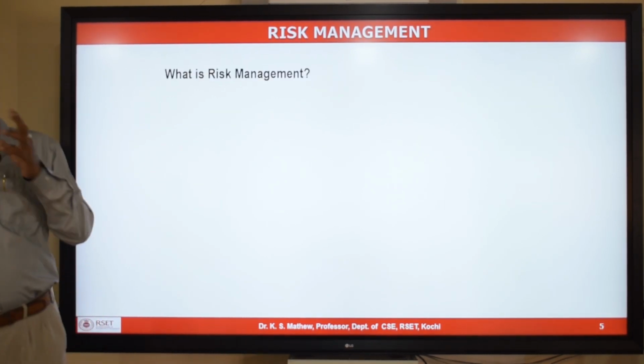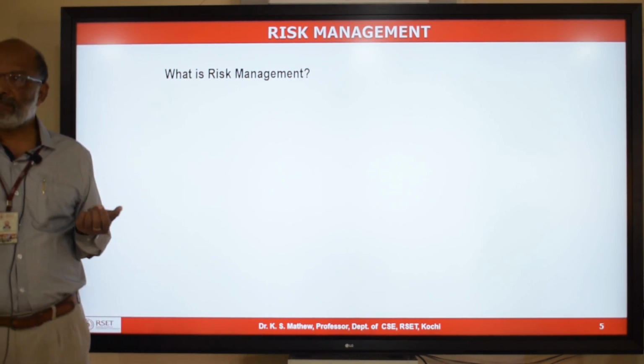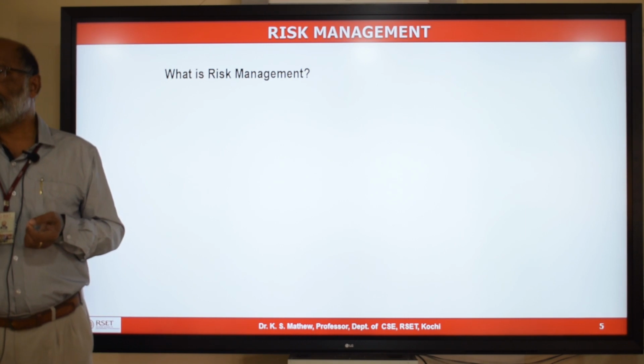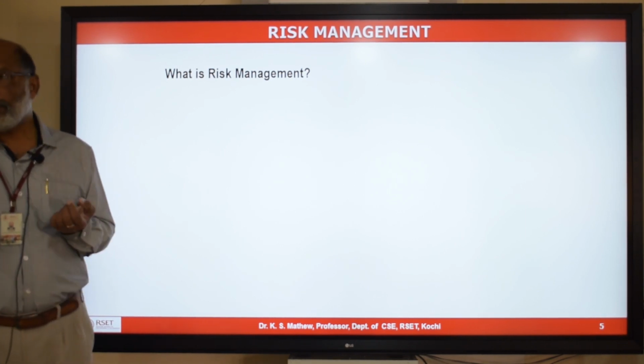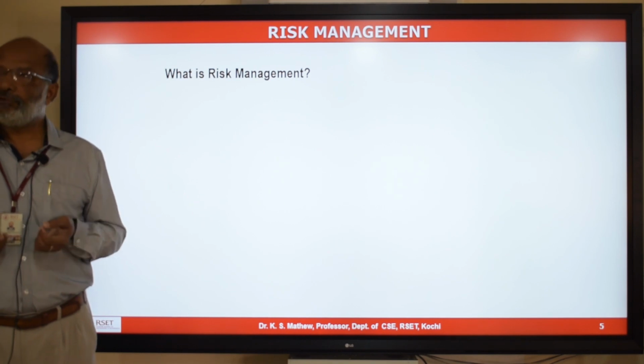Now let us look at what risk management is. Project risk management is one of the 10 knowledge areas in project management as per PMI's Project Management Body of Knowledge, 6th edition, which was published in 2017.